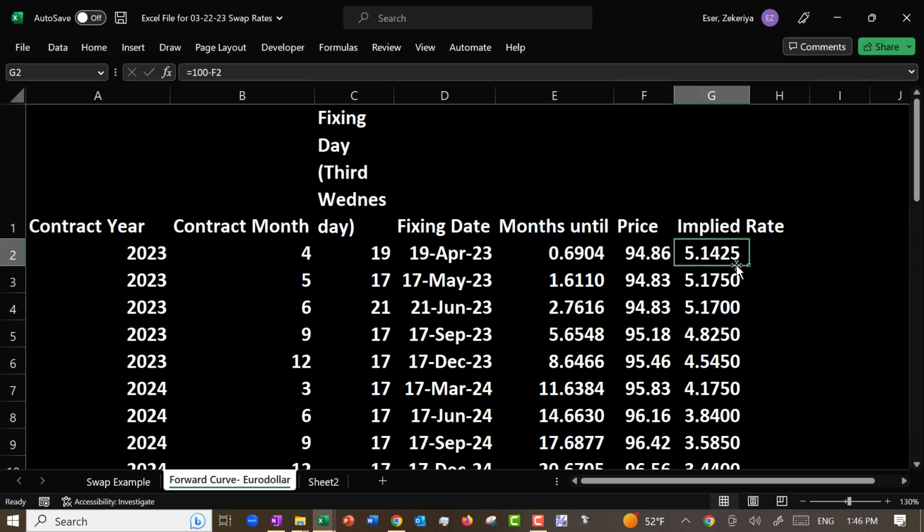This basically says, according to the Eurodollar futures contract, the rate for a 3-month loan that starts on 19th of April this year is 5.14. If the starting date is 17th of May, it's 5.1750. If it's 17th of September, that's not the actual day, but I just didn't want to go through all those numbers, it's 4.82 and so on.